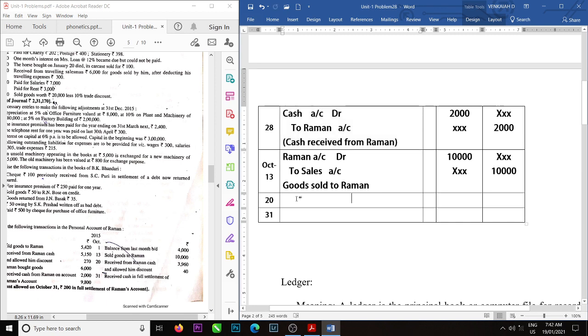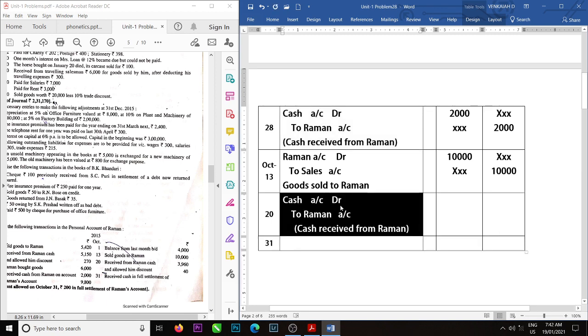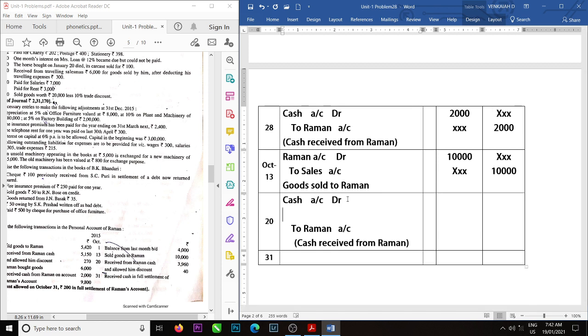Cash account debit, discount account debit, to Raman account. Cash amount is 3960, discount is 40 rupees, and Raman is 4000. Cash received from Raman.